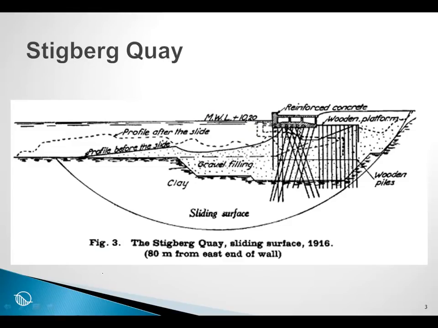Here is a cross-section of the failure. Notice the circular sliding surface, the profile after the slide, and the profile before the slide. Obviously this structure failed, and there was interest in attempting to analyze this failure using the method of slices.